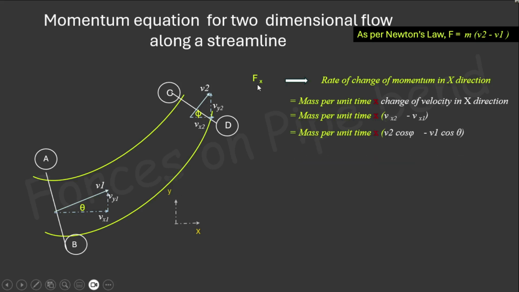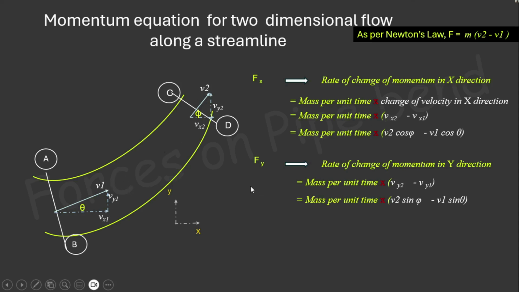Similarly, Fy equals rate of change of momentum in y direction. So that is equal to mass per unit time into change of velocity in y direction. So change of velocity in y direction equals Vy2 minus Vy1. So Vy2 is equal to V2 sin phi and Vy1 equals V1 sin theta. Now the resultant force is equal to root of Fx square plus Fy square.